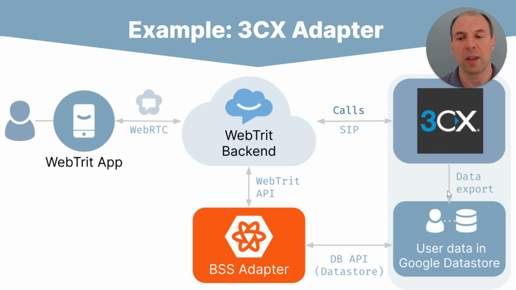So we'll do the export into our data store, a real-time NoSQL database hosted in Google Cloud, and then our BSS adapter will be fairly simple because the only thing it needs to do is map various attributes between the naming used in the database, which will follow 3CX format, into the format which WebTrit needs and how it names objects and object attributes internally.